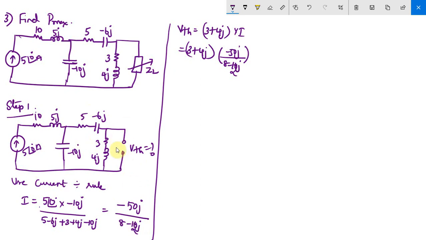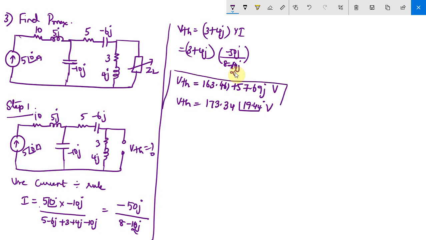So what is VTH then? VTH is equal to I into 3 plus 4J. We know that I is minus 50J divided by 8 minus 12J, right? After simplification, we get 163.461 plus 57.69J, which is the rectangular form. Similarly, converting that into polar form, we get 173.34 angle 19.44 degree volt. So this is the Thevenin's voltage for the given circuit, right?